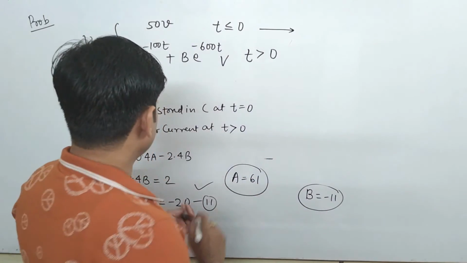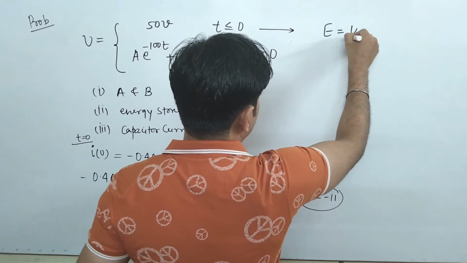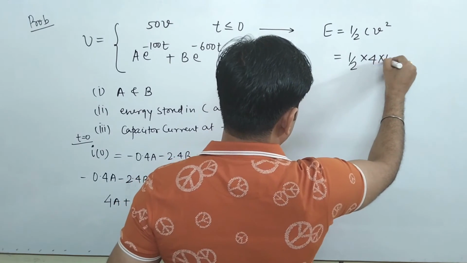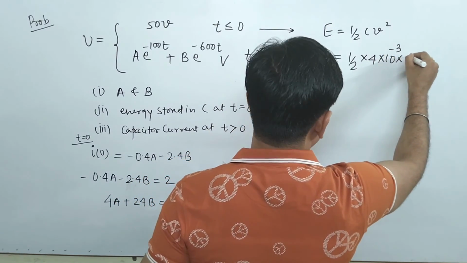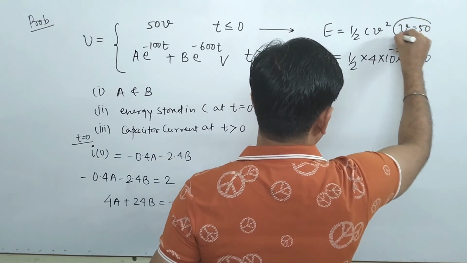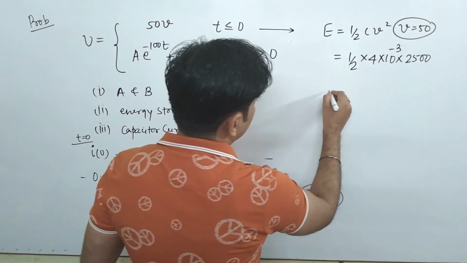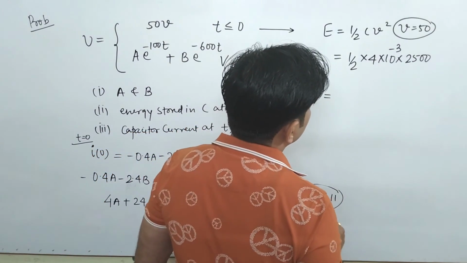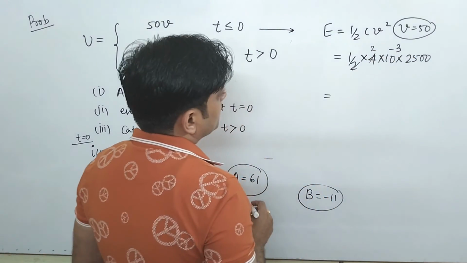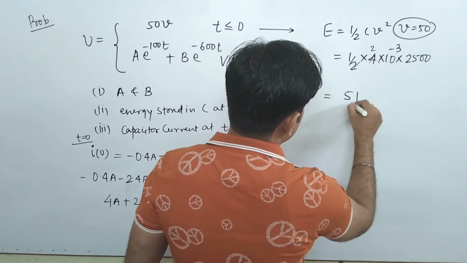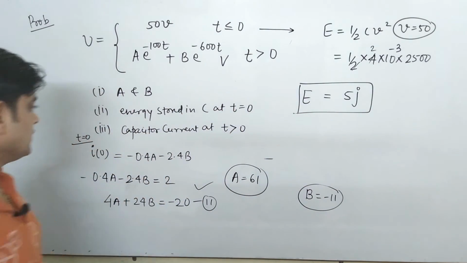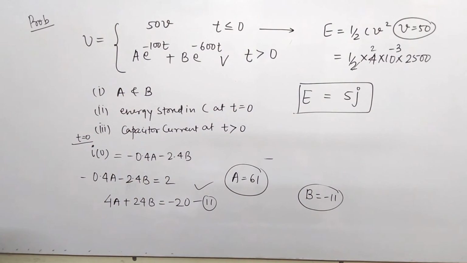So from here the value of energy E comes to be 1 by 2 CV square. That comes to be 1 by 2, your C is 4 into 10 to power minus 3, into V, which is 50, already given, that is 2500. So how much is it? That comes to be 5 joule. This is your energy E, that is equal to 5 joule.